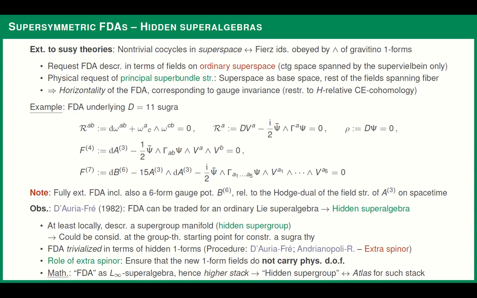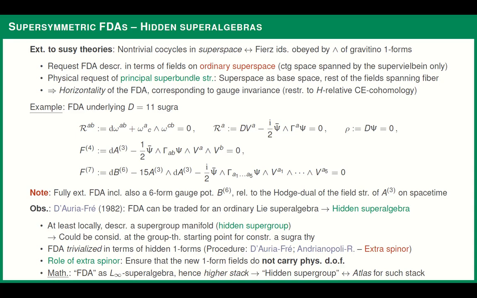Is A3 globally defined? Or is it only... It's globally defined, yes. So how can we make something closed, non-trivial closed, not exact? Is that what you're saying?